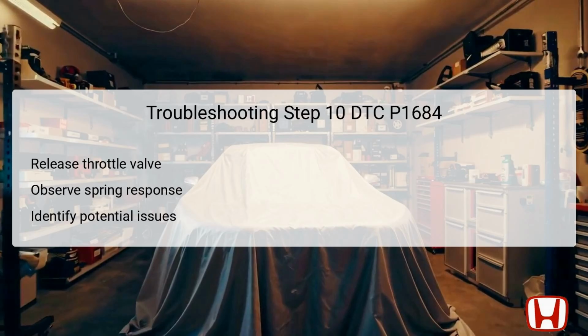This observation of the spring's capabilities can be critical in diagnosing the root cause of the performance problem indicated by the DTC P1684. Carefully noting the throttle's behavior at this stage provides key insights into whether further adjustments, repairs, or part replacements are required to restore proper function.